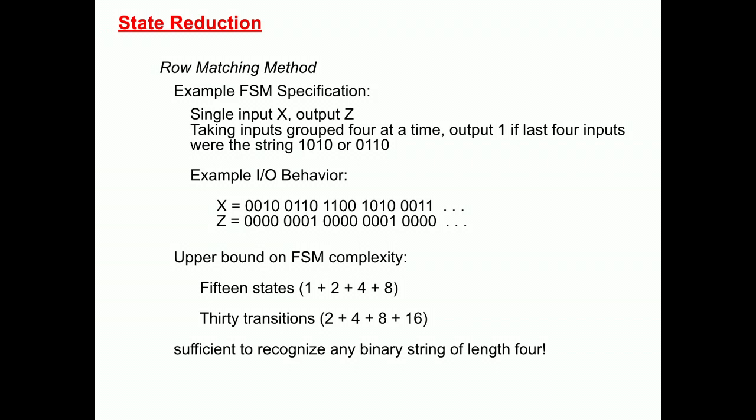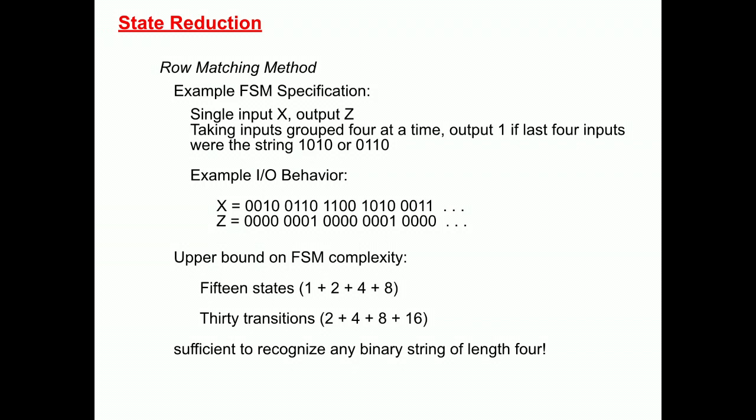We have a single input x, a single output z. So we're going to take the inputs grouped four at a time. We're going to look at four bits. The output will be a one if the last four inputs were the string 1010 or 0110. Okay. It's kind of a simple state machine, but you can see this might be useful for something.